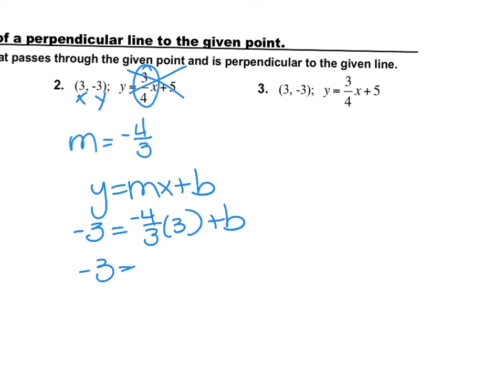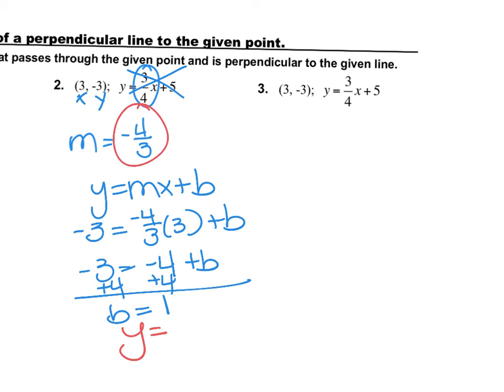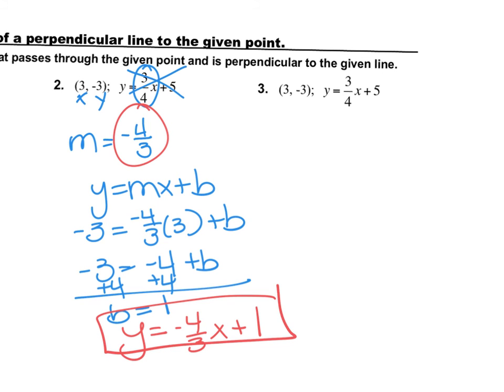-3 is equal to -4 over 3 times 3. If you're having trouble getting this, just put -4 divided by 3 in your calculator, then multiply it by 3. That's -4 plus b, and b is going to be equal to +1. So our new equation will be y is equal to our slope of -4 over 3 x plus 1. So there's a line that's perpendicular to the line given and going through that point 3, -3.